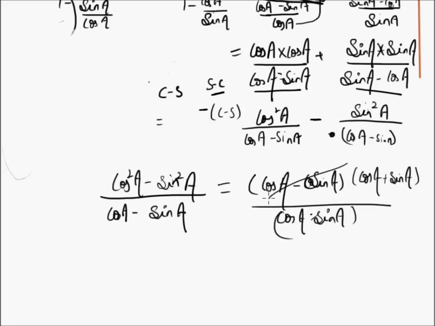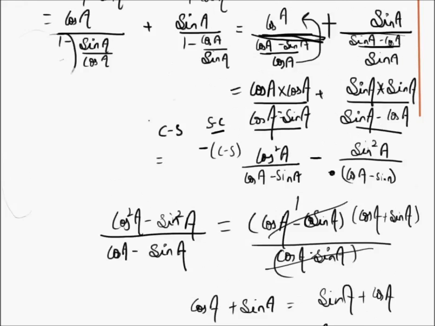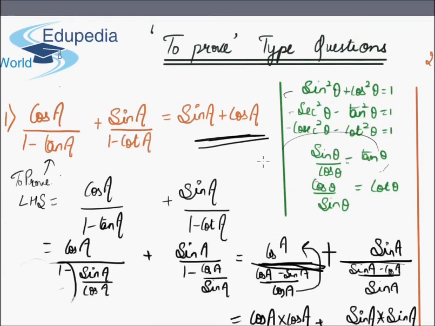So we have this factor common in numerator and denominator, and we can easily cancel that. So this part becomes 1, and 1 into this term is nothing but cos A plus sin A, or sin A plus cos A, interchanging the places of sin and cos. This is the required right hand side. Hence the given question has been proved, because we have modified or simplified the left hand side into the right hand side.